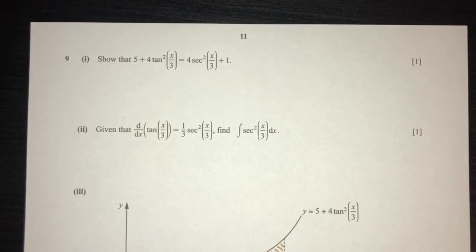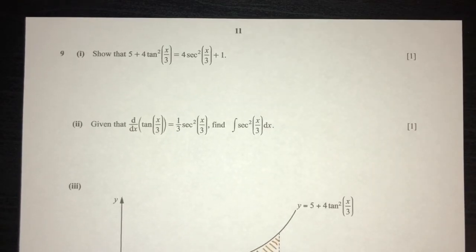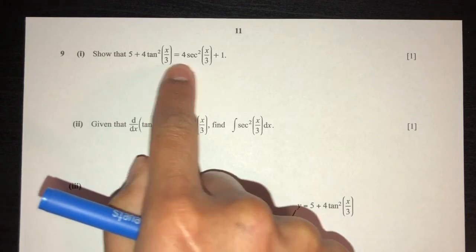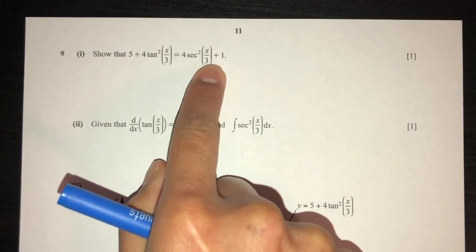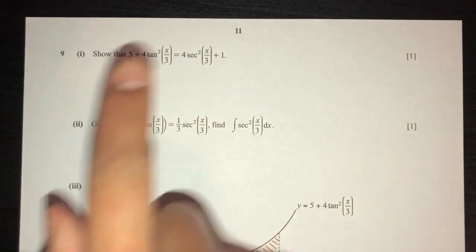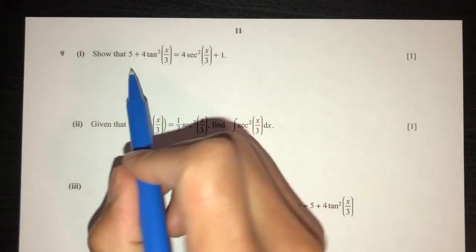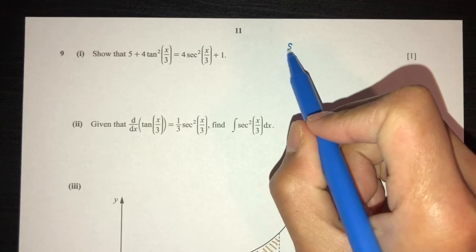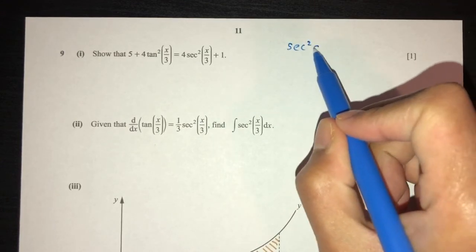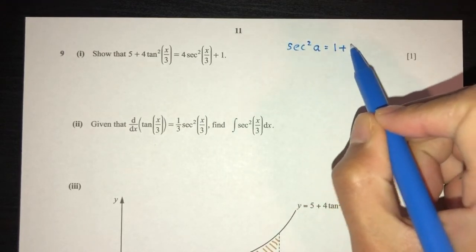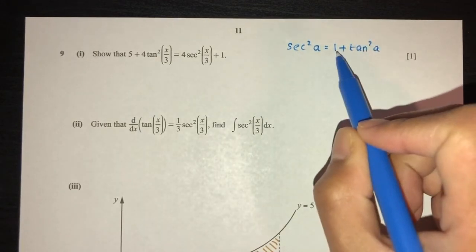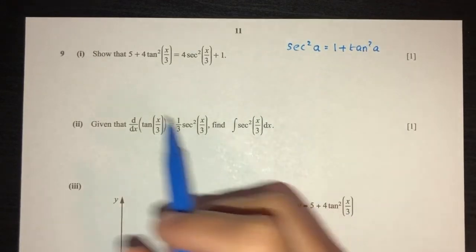Now let's move on to question number 9. So here we have to show that 5 plus tan square this plus sec equals this one. So left hand side equals the right hand side. You have to know now that this can be simplified, because sec square of an angle, let's say, is equal to 1 plus tan square, which means tan square is equal to sec square A minus 1.